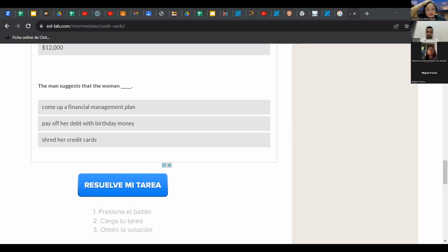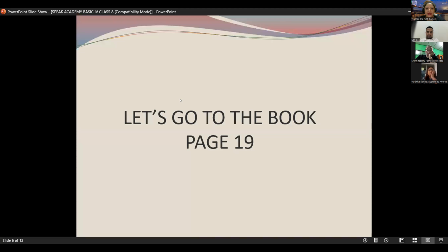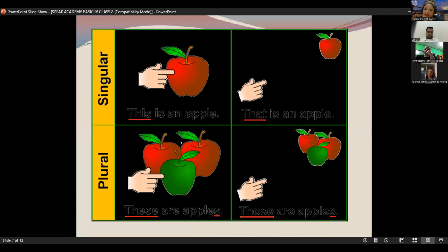Now, what we're going to study today is something very, very easy. We're going to study the demonstrative pronouns. Have you ever heard about the demonstrative pronouns? In English, they are los pronombres demostrativos in Spanish. Some people call them demonstrative adjectives. You can call them demonstrative pronouns or demonstrative adjectives.